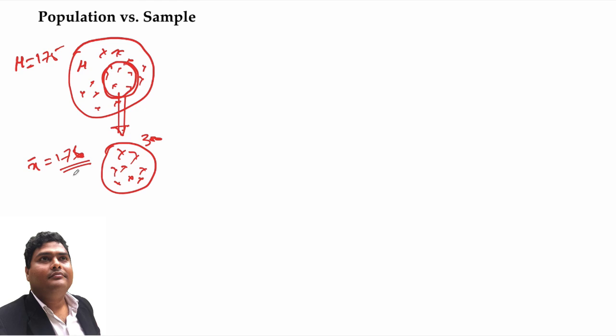Now say that x bar is 182. If it is 176, we don't mind because it is very close to 175. But now let's say this is 182. In that case, it is unlikely to be equal to 175 and it is too far from 175. So in that case, this is against the claim of 175, and this is what underlies hypothesis testing.